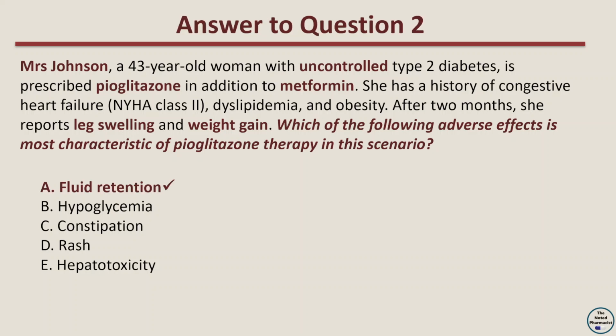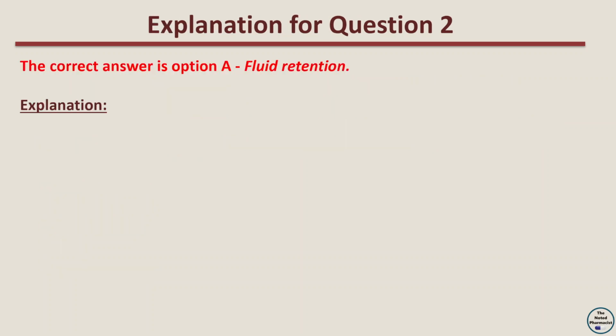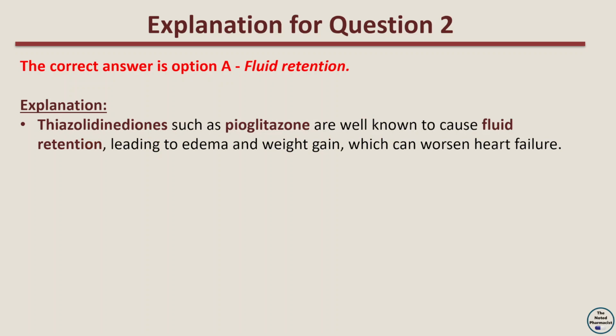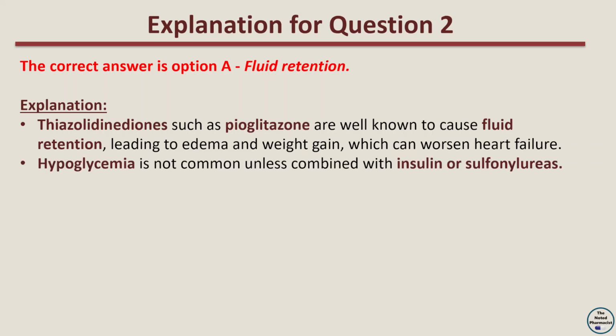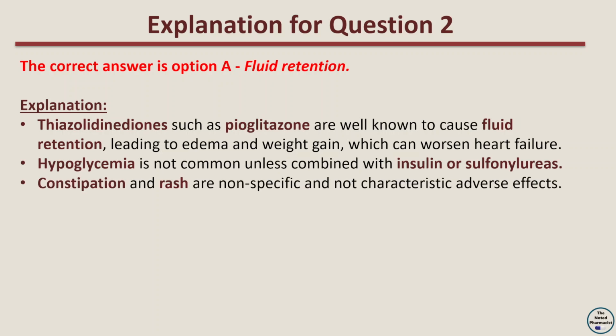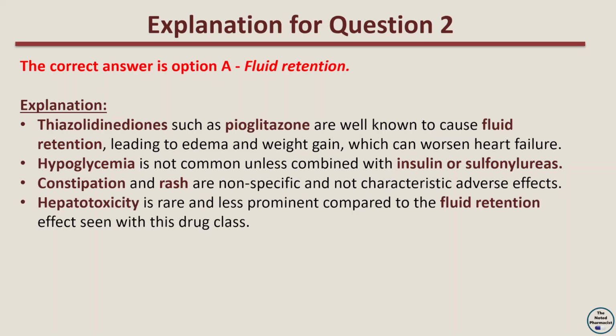The correct answer is option A, fluid retention. The explanation is that thiazolidinediones such as pioglitazone are well known to cause fluid retention, leading to edema and weight gain, which can worsen heart failure. Hypoglycemia is not common unless combined with insulin or sulfonylureas. Constipation and rash are nonspecific and not characteristic adverse effects. Hepatotoxicity is rare and less prominent compared to the fluid retention effect seen with this drug class.